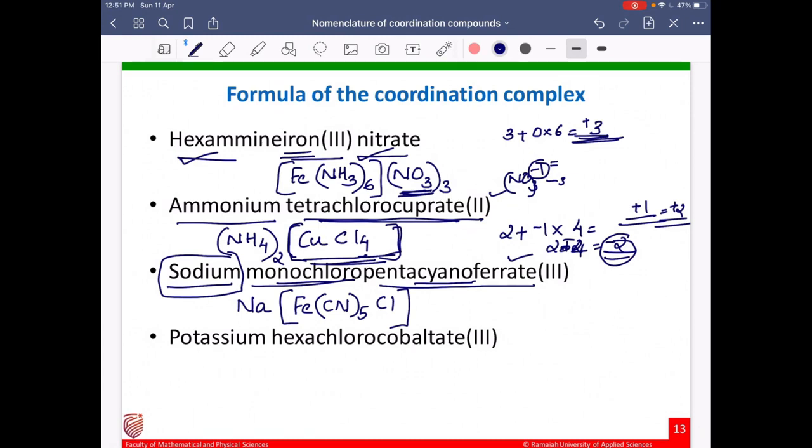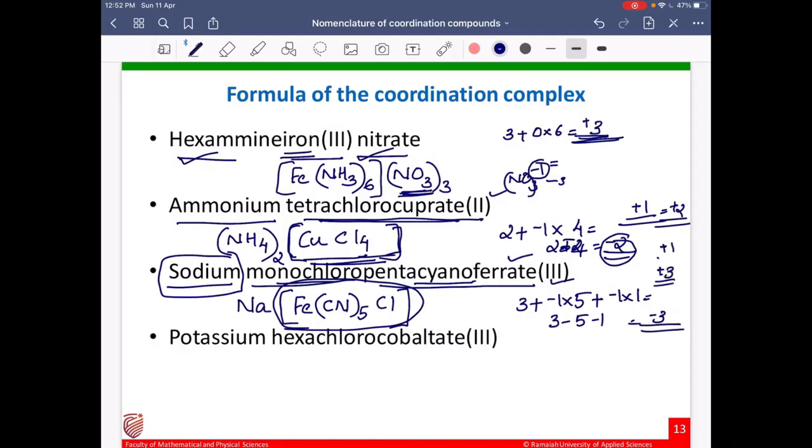How will we do that? Fe, we know its oxidation state is given, that is 3. Cyanide is -1 times 5, plus chlorine, that is -1 times 1. So what is the charge of this complex ion? It is 3 + (-1 × 5) + (-1 × 1), the total charge of the anionic part. So 3 - 5 - 1, that is -3. In order to counteract that -3, sodium should provide +3.